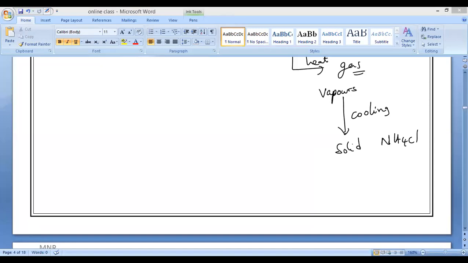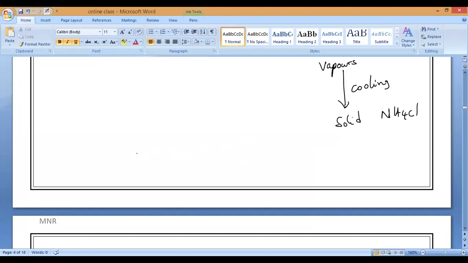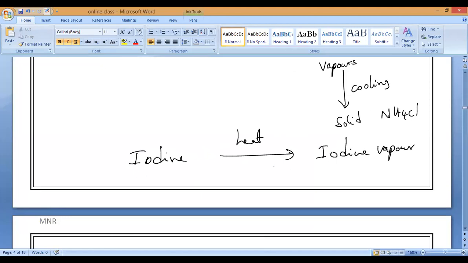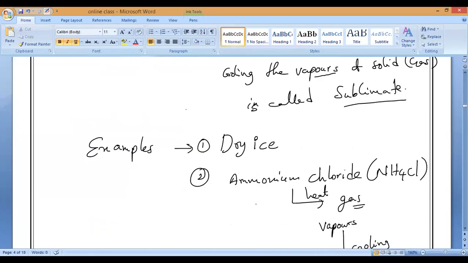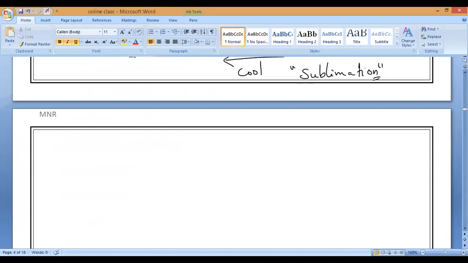Next, iodine. Iodine is the same thing. If we heat iodine, what is happening? It is turning into gas. It will turn into iodine vapor. Now, if you cool, again it will form solid iodine. So it is called which process? Sublimation. That is what you have to remember. So what are the examples? Dry ice, ammonium chloride, iodine.